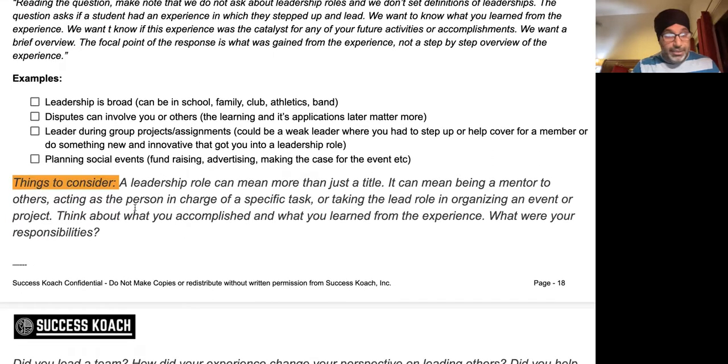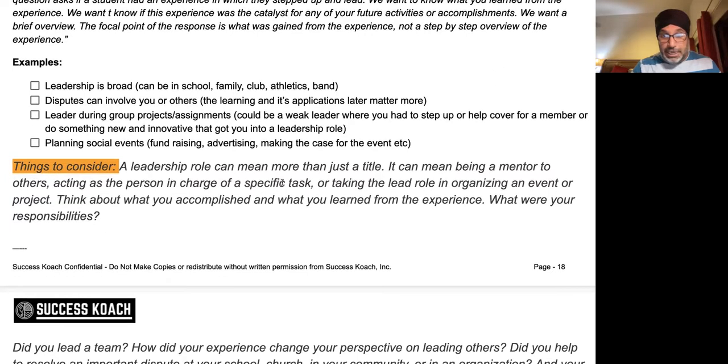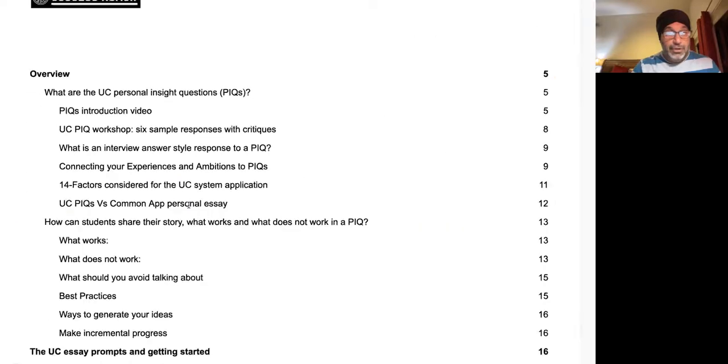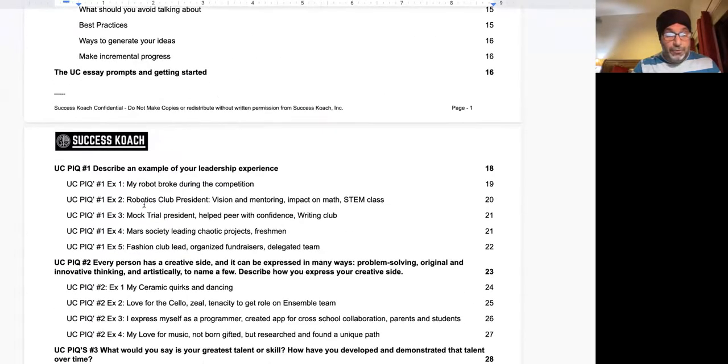So a leadership role can mean more than just a title. It can mean being a mentor, acting as a person in charge of a specific task, or taking the lead role in organizing an event or project. Think about what you accomplished and what you learned in the process, and what your responsibilities were. I have given you four examples over here.